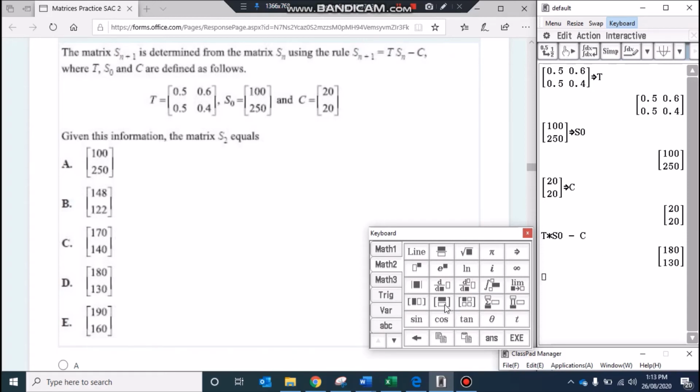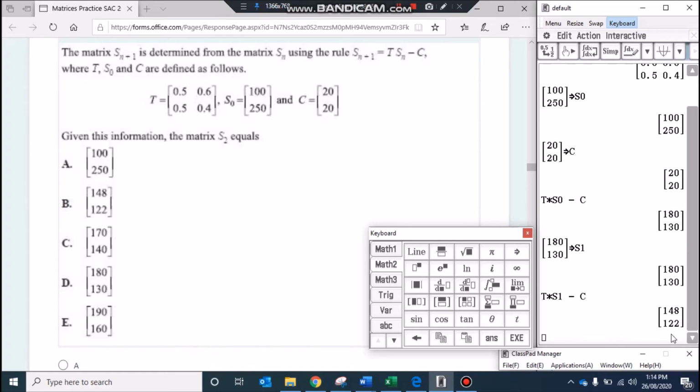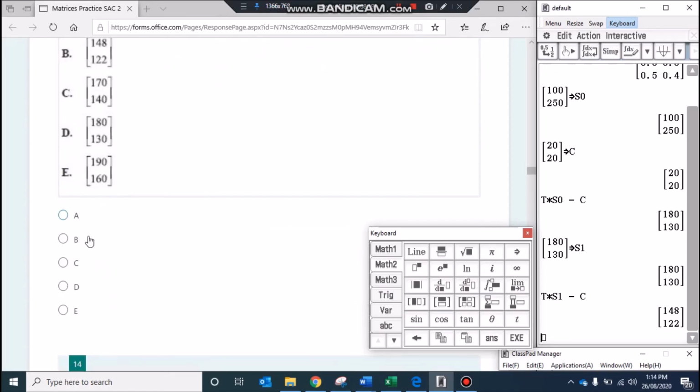I might just quickly define that as S1. You don't have to define it if you don't want. I just find that putting that in my calculator looks a bit nicer than using matrices everywhere. So now I'm just going to use S1, and that will give me S2. So a column matrix with 148 and 122, thankfully that matches up with an option we've got here, so I'm pretty confident that's correct. So B.